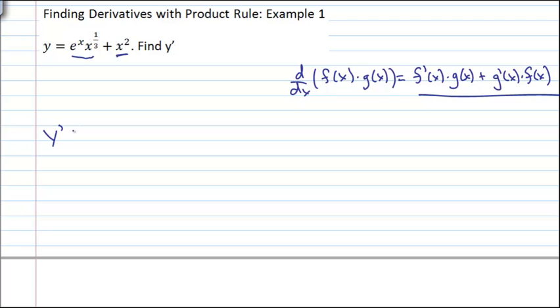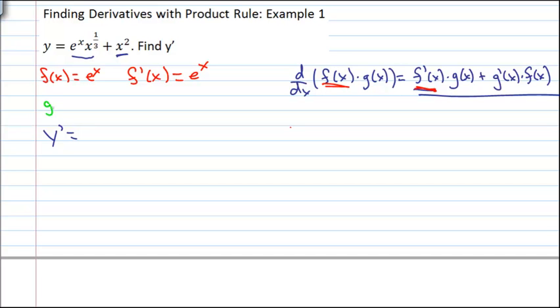Y prime equals. So for this first term, I need to take the derivative of e to the x, because that's going to be my f of x here. So first, I need to find what f prime of x is. I'm going to let f of x, for this formula, equal e to the x. That's the first term in my product rule here. So f prime of x will be the derivative of e to the x, which is just itself.